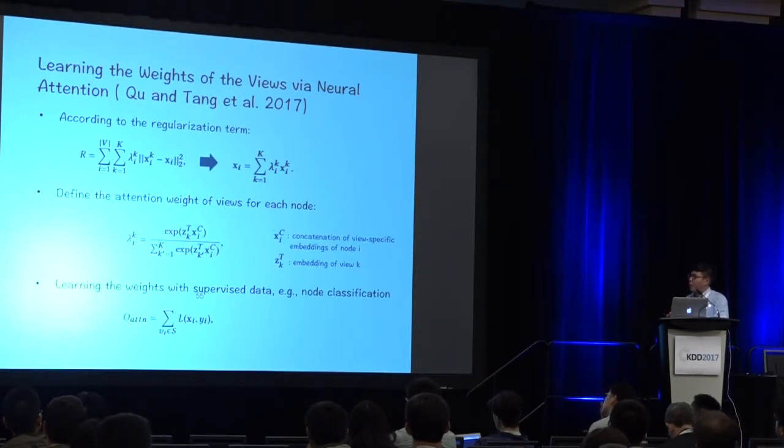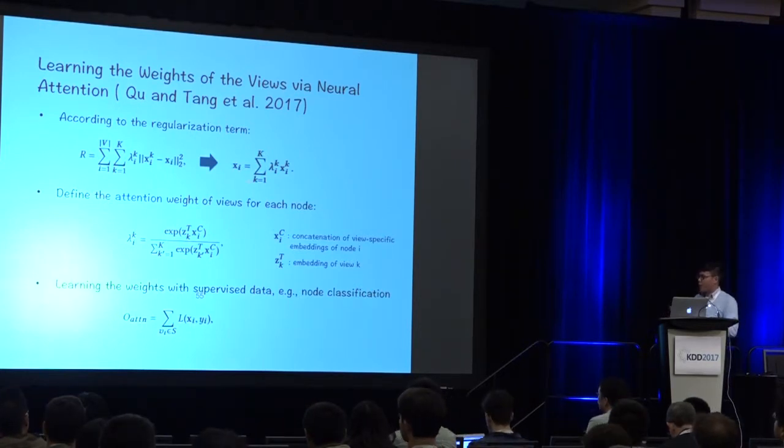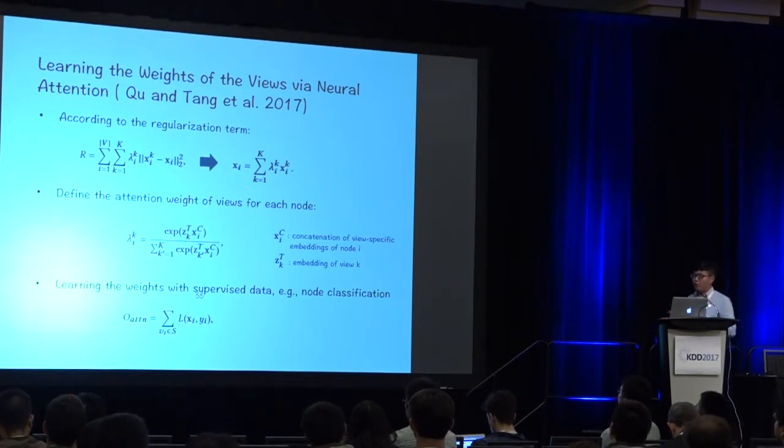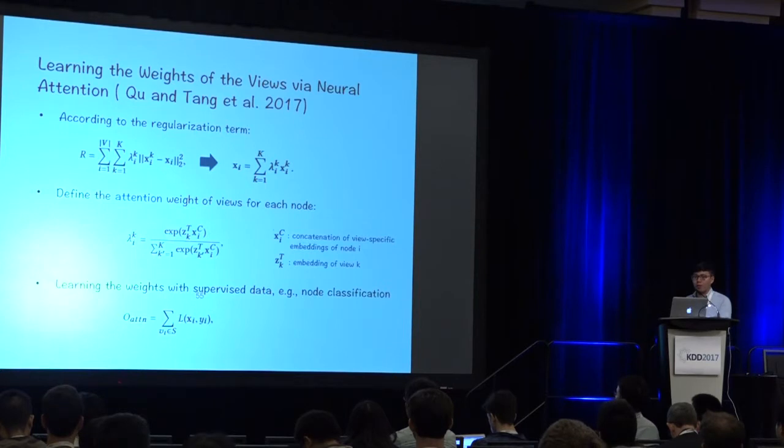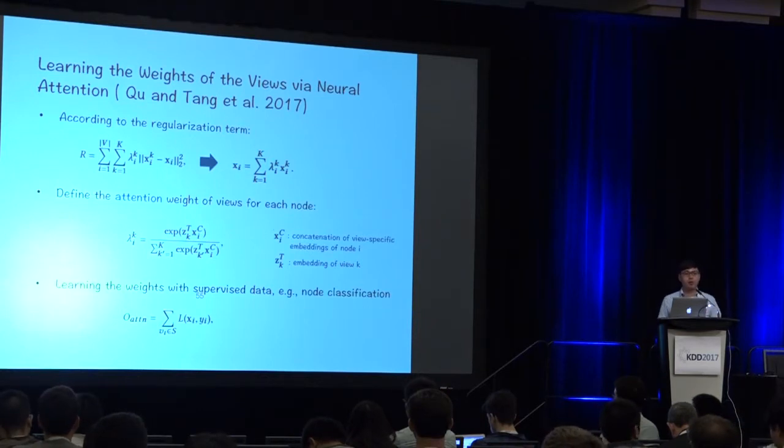In order to learn the weight of the view for every node, we use a supervised task. So we feed the robust node representations into external tasks. For example, we want to classify a node, and then the objective is to minimize the loss function for the external task, for example node classification. The whole model can then be trained through backpropagation.